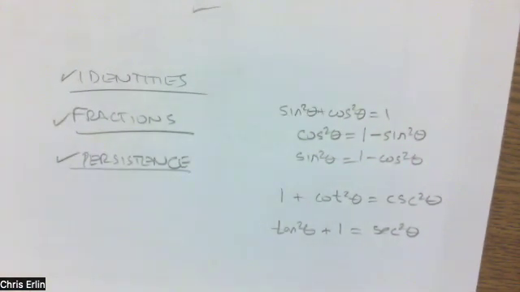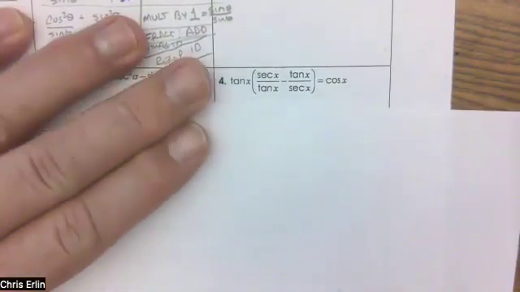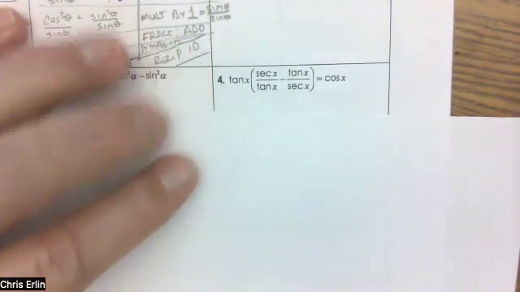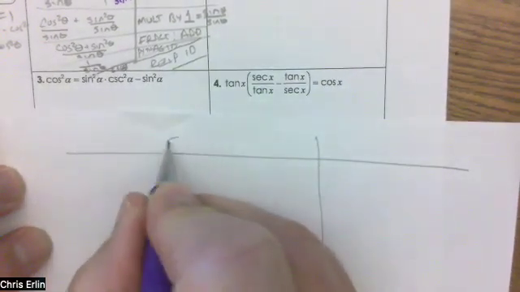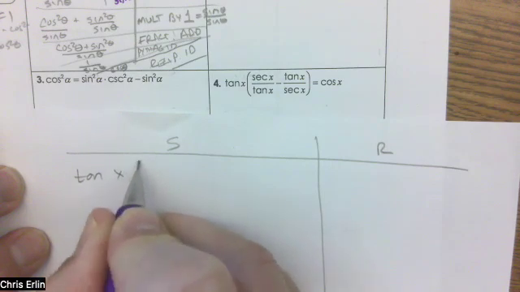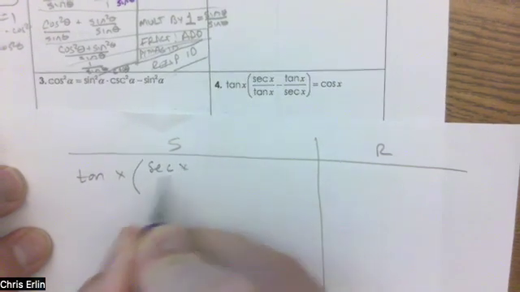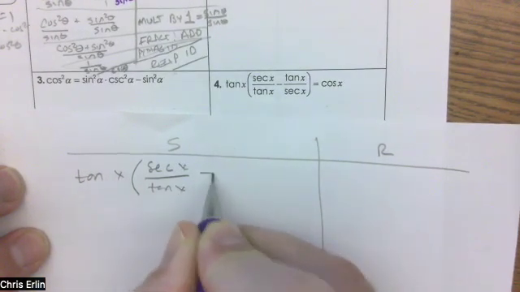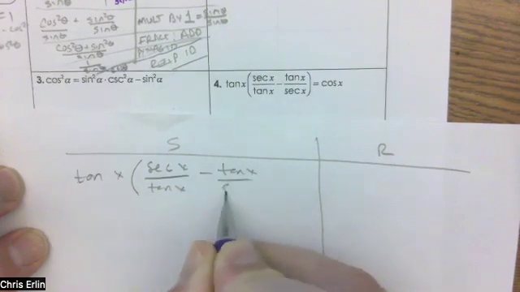Let's take a look at number 4. Which side looks more complicated, the left or the right? I'd say the left is a lot more complicated, isn't it? So, tan of x times secant of x over tan of x minus tan of x over secant of x.